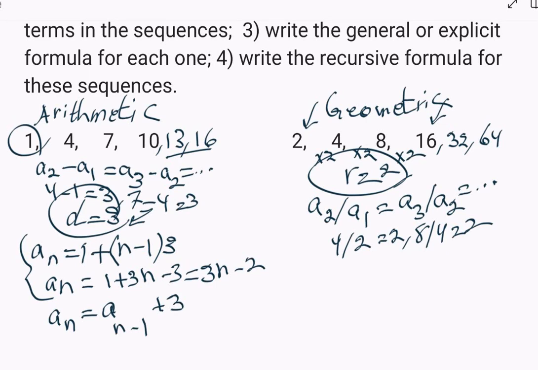Let's look at the geometric sequence. We have r equals 2. So a sub n equals a sub 1, which is 2, times r, which is 2, to the n minus 1. How about the recursive formula? A sub n equals a sub n minus 1 times 2, which is r.